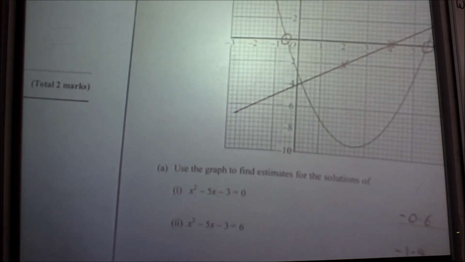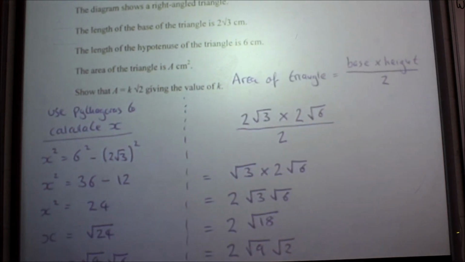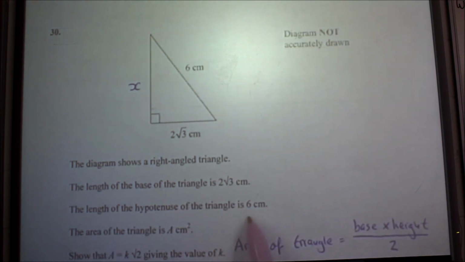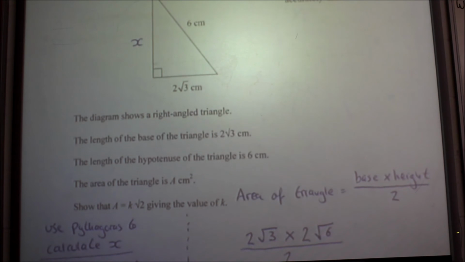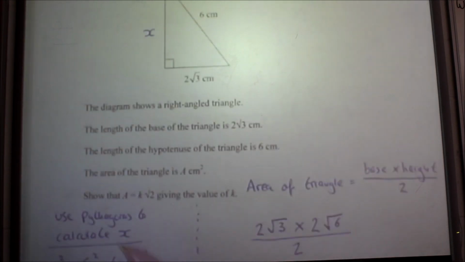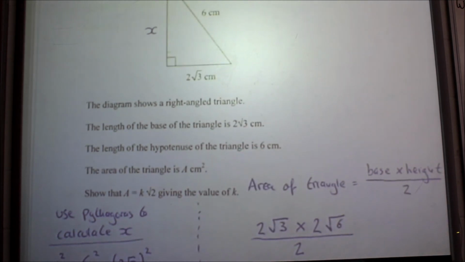Question 30. The diagram shows a right-angled triangle. The length of the base is 2 root 3. The length of the hypotenuse is 6. The area of the triangle is A. Show that A is equal to k root 2 and give the value of k. Right. We're going to use the Pythagoras, first of all, to calculate x, because the area of a triangle is half the base times the height, or base times height divided by 2. So we need to work out what this is.